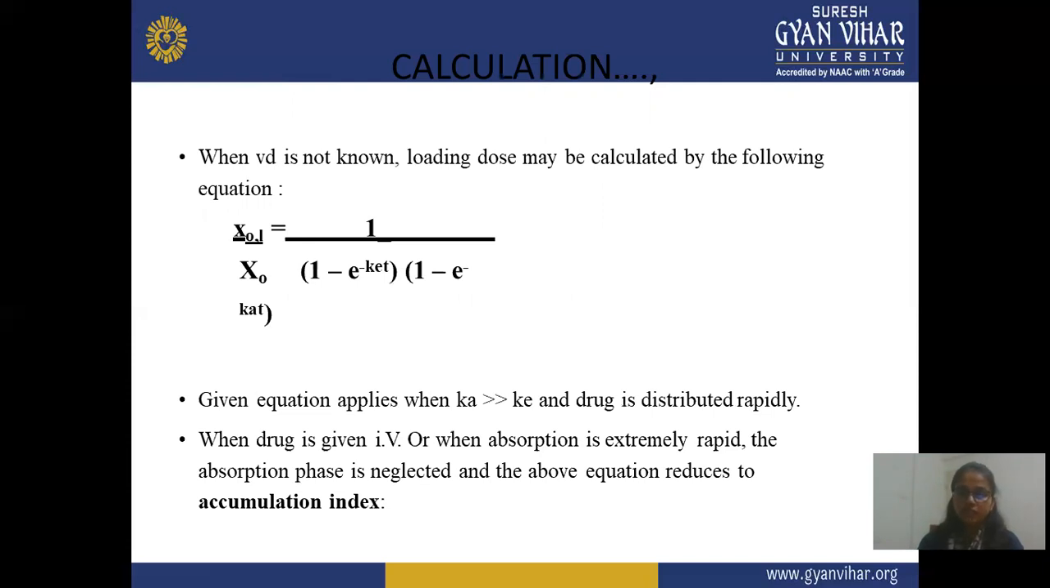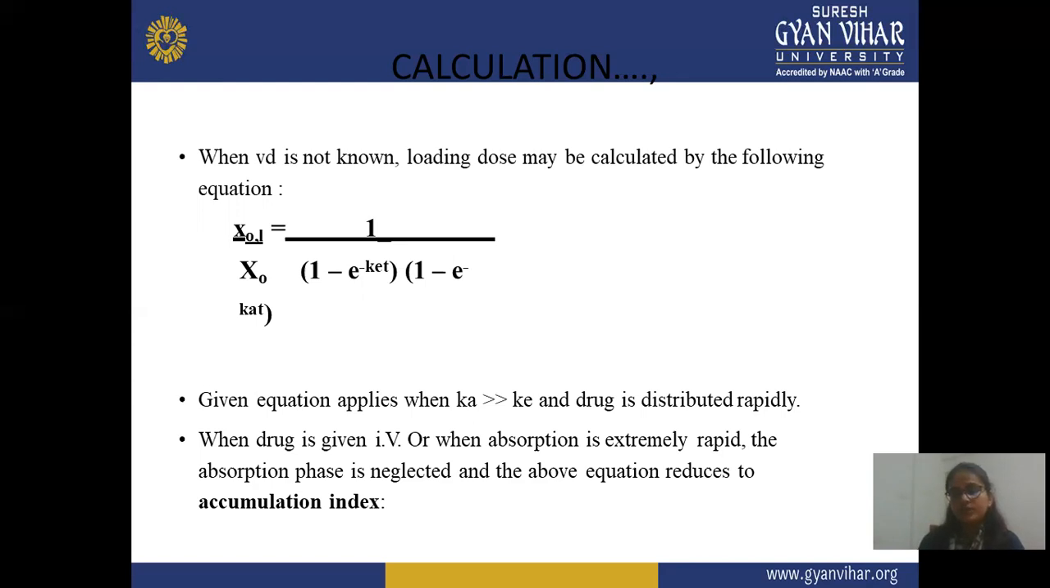This is K80 is not from X0 side, equals 1 divided by 1 minus e to the power minus K80, in another bracket, 1 minus e to the power minus K80. So this is a modified formula of the previous equation. Next, the given equation applies when Ka is more than Ke.